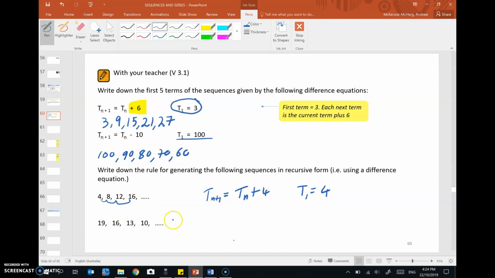Okay, so in this one, the first term in the sequence is 19. To get to the next term from the current term, we have to subtract 3. Okay, there we go.